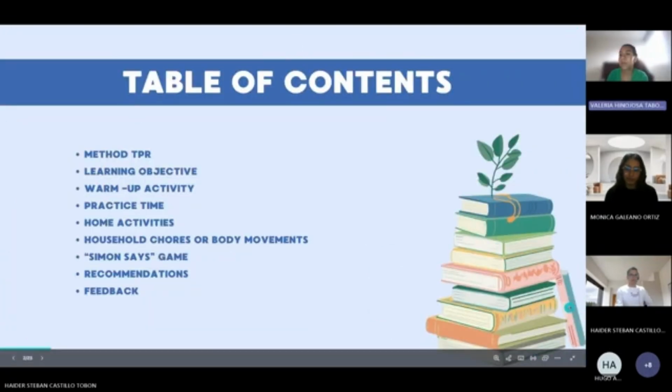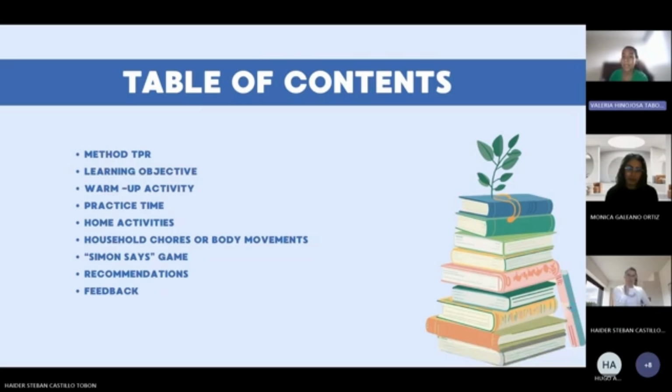This is our table of contents. First, method TPR, learning objective, one activity, practice time, home activities, household chores or body movements, Simon Says game, recommendations, and the last one, feedback.